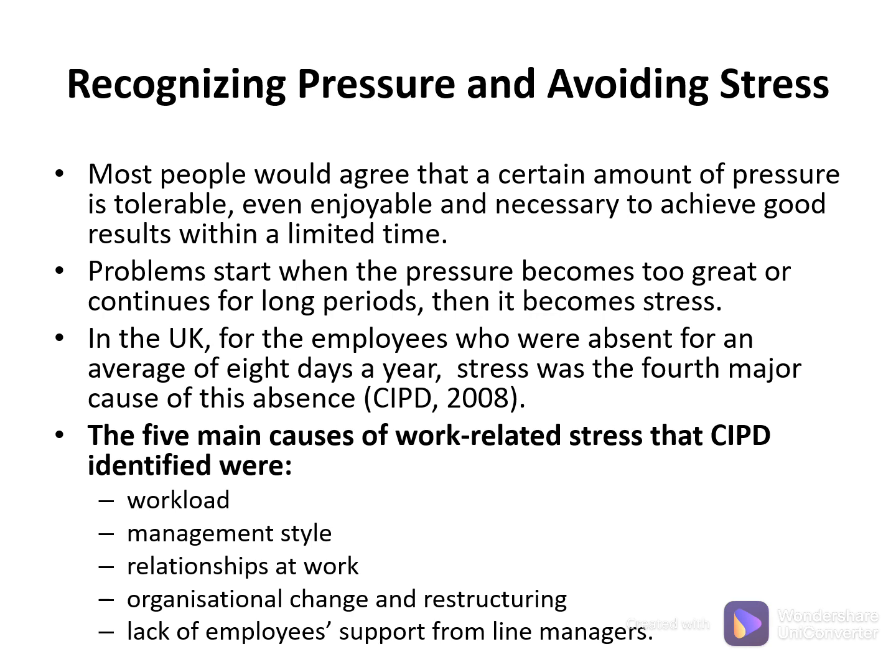So, recognizing pressure and avoiding stress. The 5 main causes of work-related stress that CIPD identified were, first, workloads. As an entrepreneur, you need to manage the level of the work you handle, and this is the reason why you need to delegate to other people to carry out some, especially less important, activities, so that you will free yourself from too many activities. And then management style: you need to have an appropriate management style, the one that will not cause much problem to you. And then your relationship at work with other managers and other employees is very important. Organizational change and restructuring. Lack of employee support from the line managers.